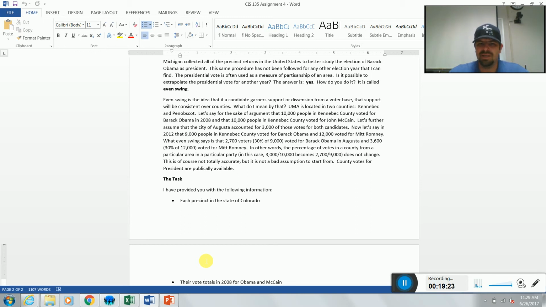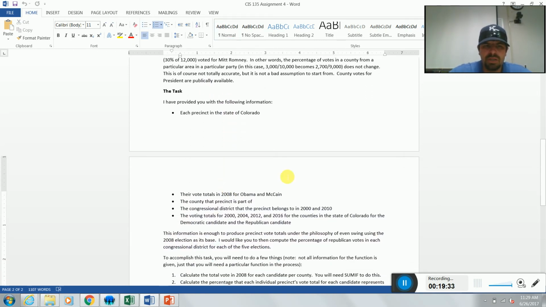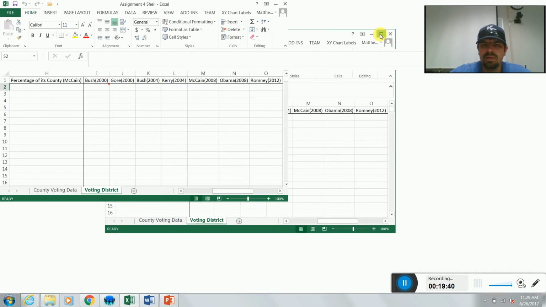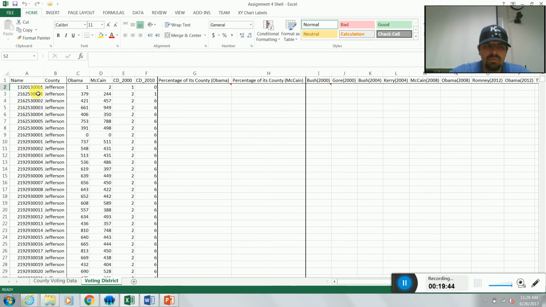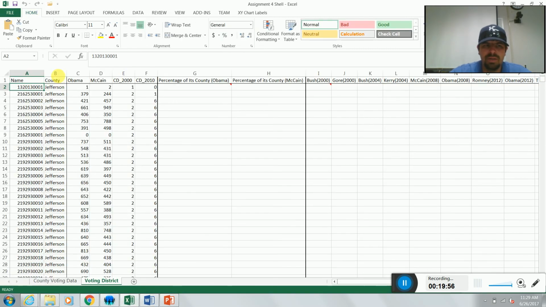That's the idea. So the task that you're going to do, I provided you with the following information, and I'll show that to you in the Excel sheet. So you have each precinct in the state of Colorado, which can be found, let me maximize this, in the voting district tab right here. This is the name of it. You have the county that the precinct is part of. So if we go back there, there's the county.